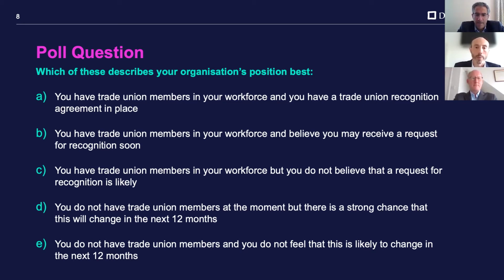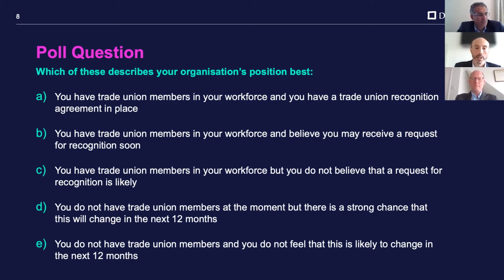So at the top, we've got those who have trade union members at the moment in your own workforce and also have trade union recognition in place right now. Second one, you've got trade union members, you don't have formal recognition, but you believe that might follow soon. Third one is you have got trade union members, but you don't believe you're likely to receive a request for formal recognition from a trade union itself.